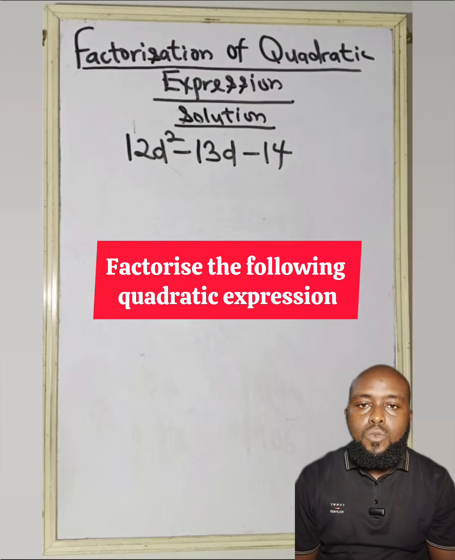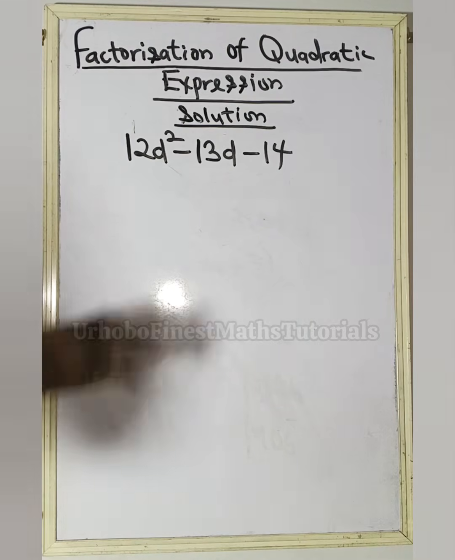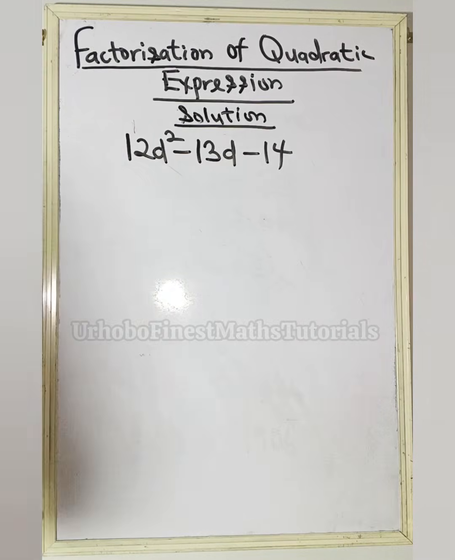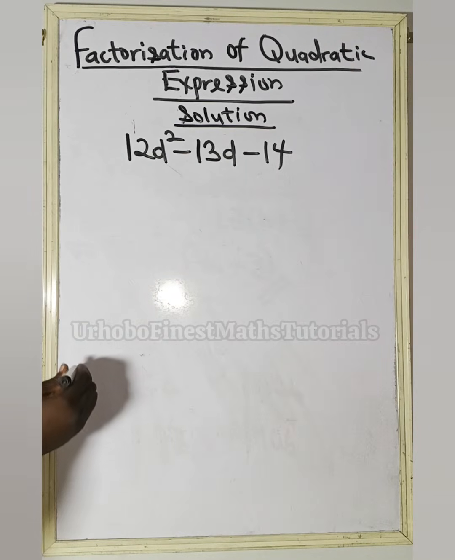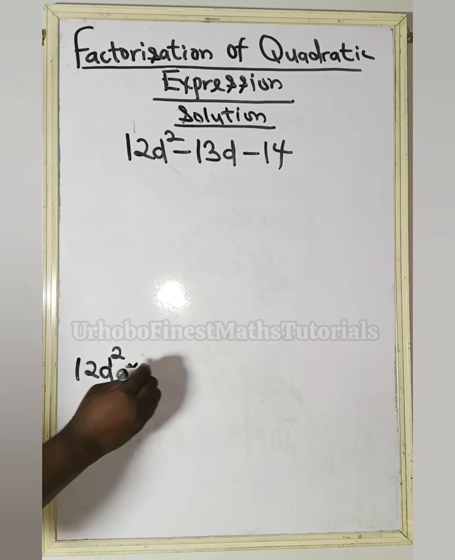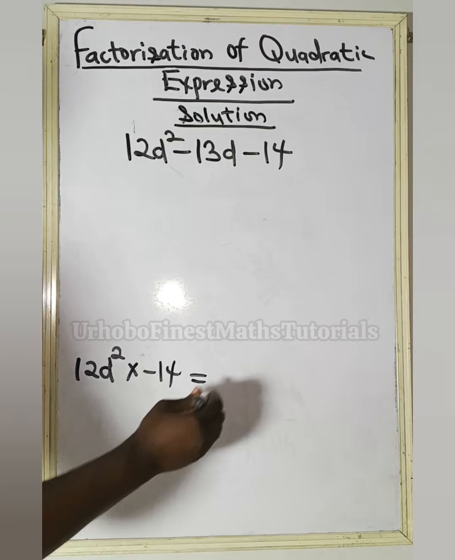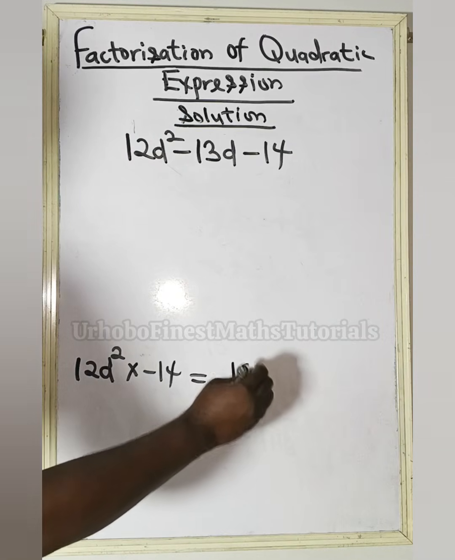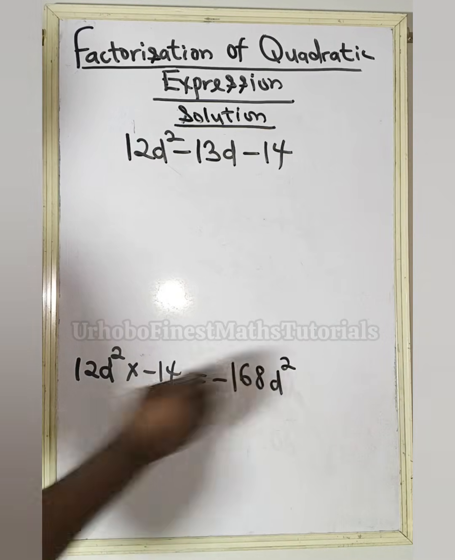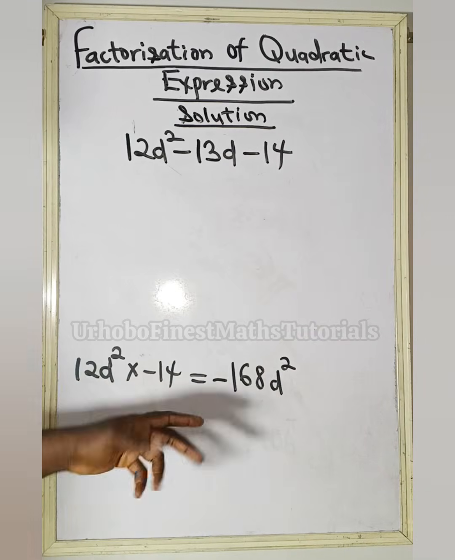Factorize the following quadratic expression. Now the first thing we're going to do, you come to your rough work, we multiply these two terms, all right? So you come this way, it's going to be 12d squared times minus 14. Now if you multiply these two together, you have minus 168d squared.